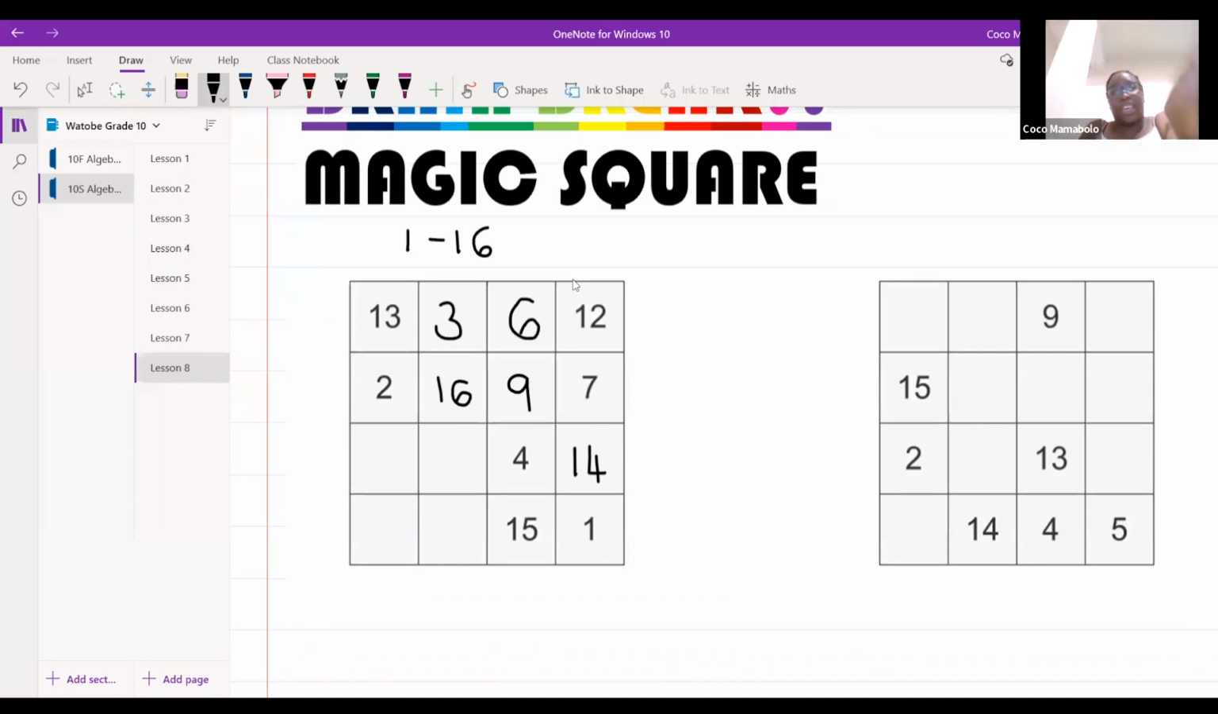Now, this part over here gets a little bit tricky because now we have to think, okay, which numbers are missing? Which numbers have we not used? Which numbers can go where? You guys now start clicking those calculators.